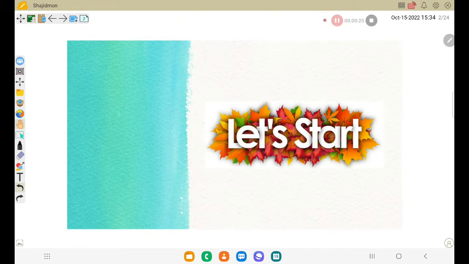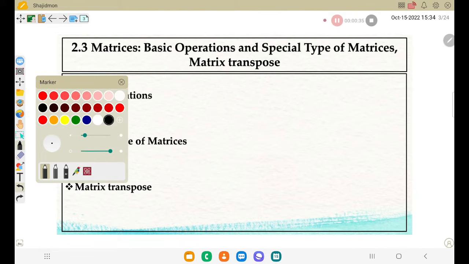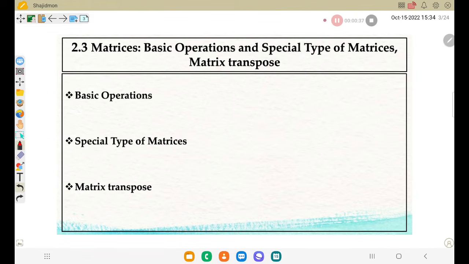Okay, so let's start the content. This is module section 2.3: matrices, basic operations, special types of matrices, and matrix transpose. These three ideas we are discussing here. Mainly we have the basic operations in matrices, the special types of matrices, and we need to study what a matrix transpose is.